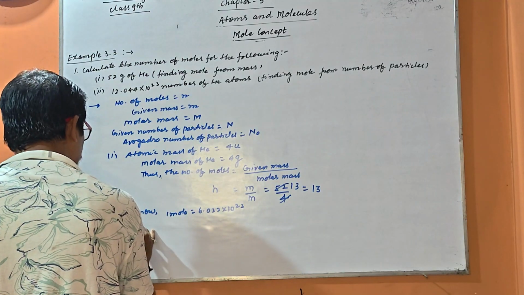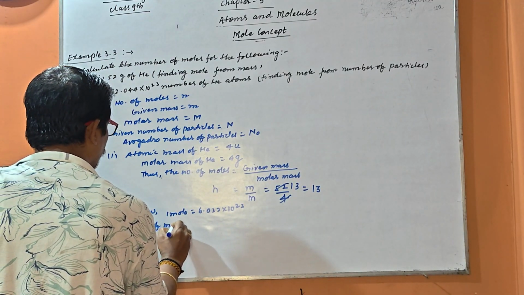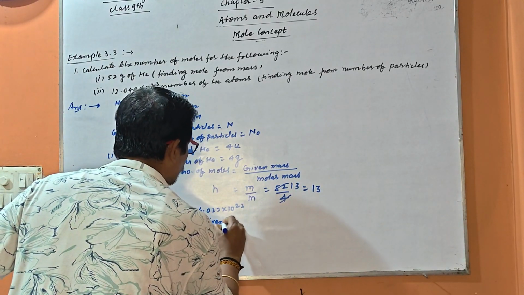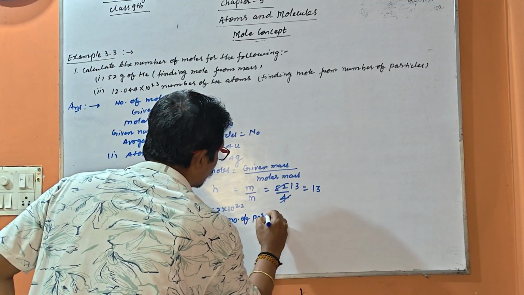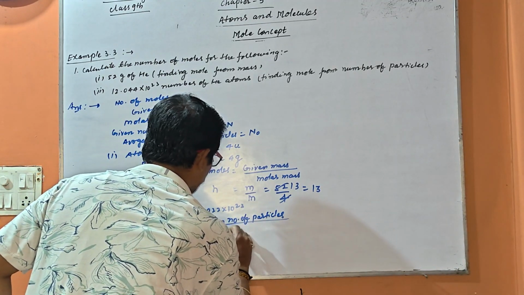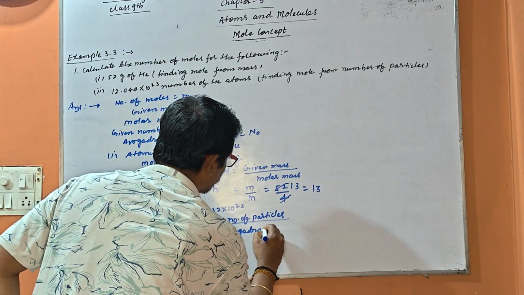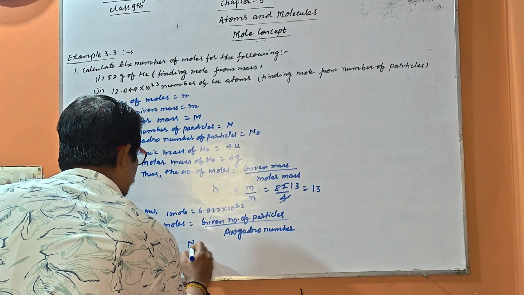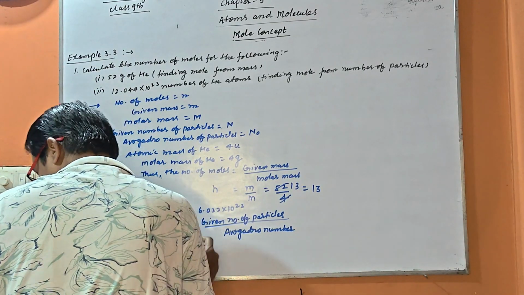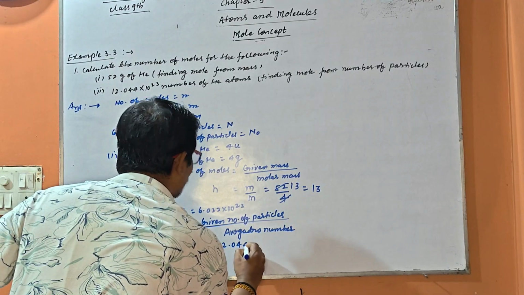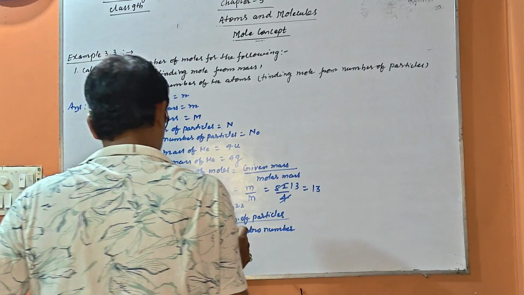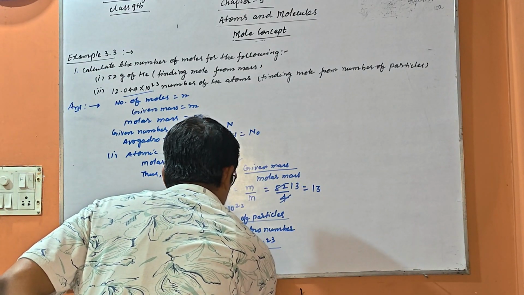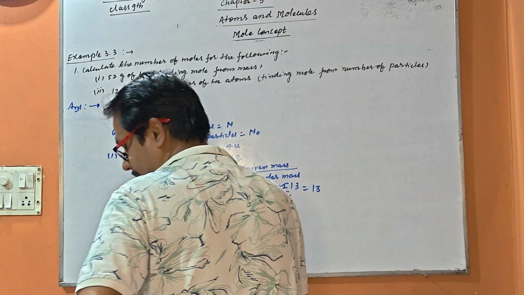The number of moles is equal to the given number of particles by the Avogadro number, that is n is equal to N by N0, equal to 12.044 into 10 to the power 23 by 6.022 into 10 to the power 23, and the answer is 2.